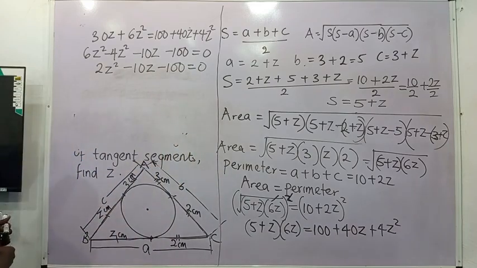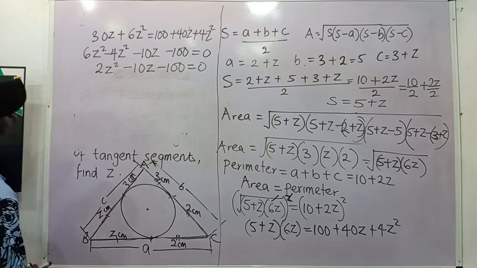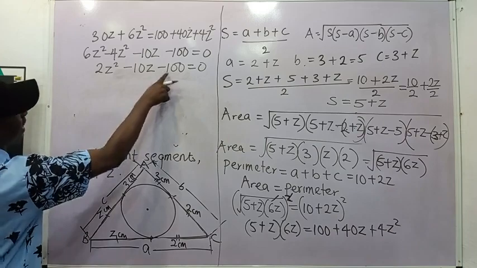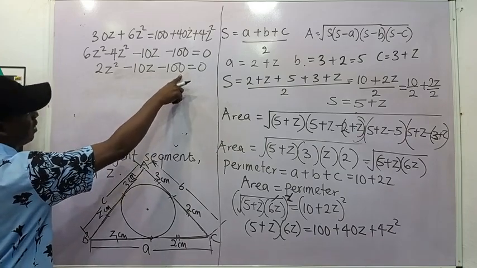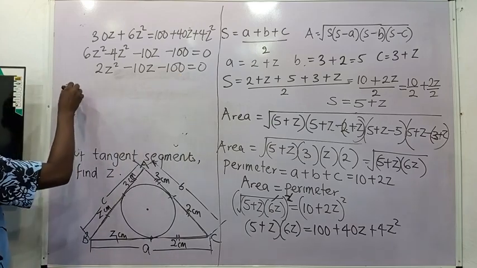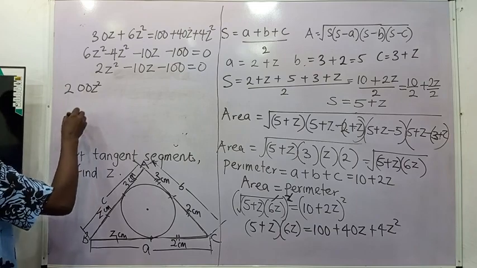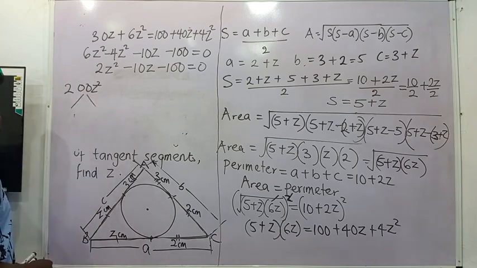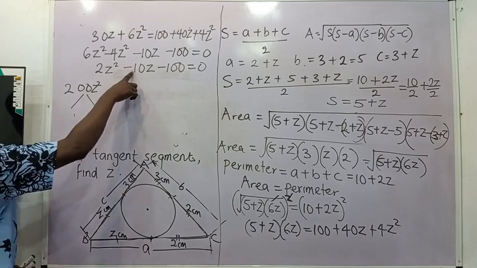So this one now, if we solve it quadratically, what we are going to have is that first of all multiply 2z squared times 100, we are going to have 200z squared. Now 200z squared, if you multiply, what are the two numbers you can add to give you minus 10?